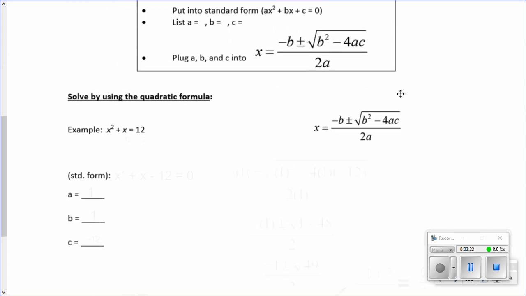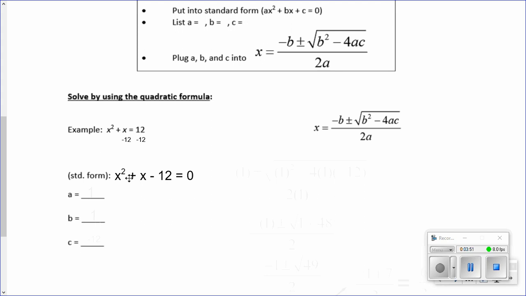So I just wrote the quadratic formula up here in the corner so I have a reference for it. The very first thing I need to do is put it in standard form. So this says x squared plus x equals 12. I need it to equal 0. So I'm going to subtract 12 from both sides. Now, I don't have a like term to combine this negative 12 with, so I'm just going to put it on the end. So my standard form is x squared plus x minus 12 equals 0. Now it equals 0, it's in standard form, I'm good to go.